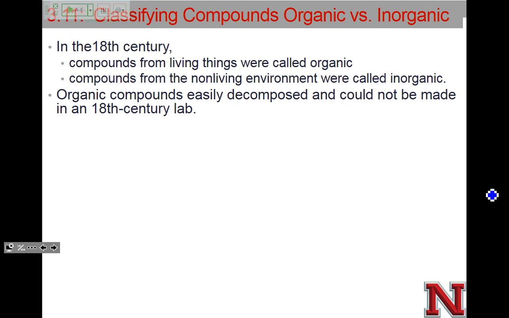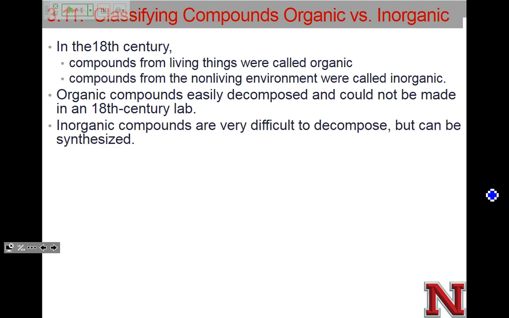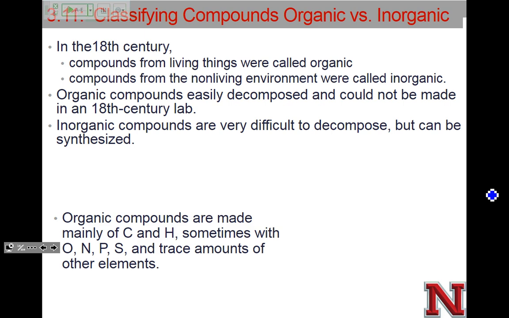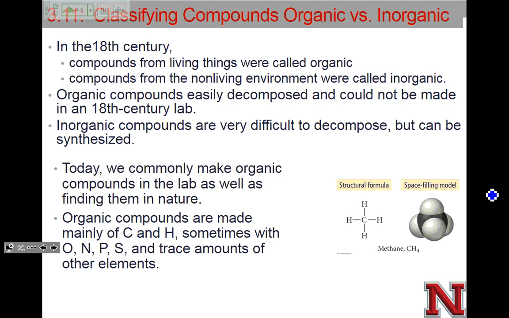The body is very, very specific on how it makes things, and it's very intricate, but we can make things in the lab that are chemically equivalent to what can be made by living things. So that's not a good definition. Also, organic compounds could decompose, and they thought at first that anything from a living thing could decompose, and that's not true. So now the actual definition of organic compounds is that a compound that contains carbon is an organic compound. So anything that contains carbon is organic.